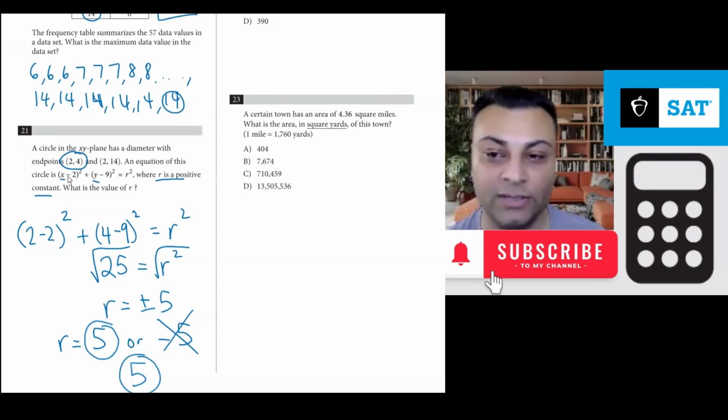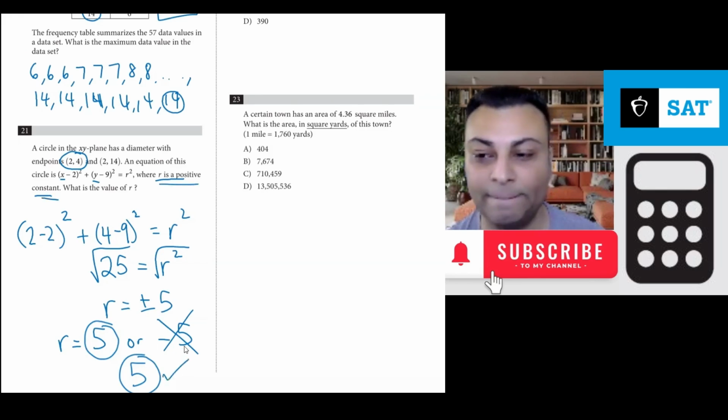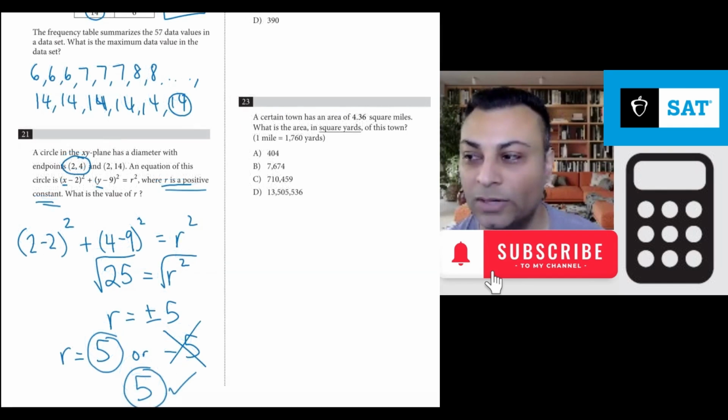This is actually the equation of a circle, and r is a radius, and the radius is a positive number. But even if we did not know that this was the equation of a circle, we could just plug it in, and they tell us r is positive, so the answer is 5. I'd like to show you another way to do this problem.